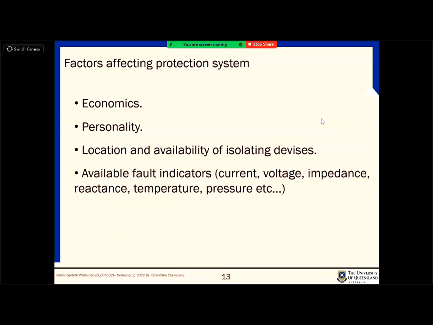And the other things, there are a lot of other factors affecting the protection system, right? Personality, say, as an example, if you go to Powerlink and then if you go to Transgrid, their policies or the way of looking at setting the protection systems is different. Every utility is different. They have their own way of developing because of the working, the experience and then their personality and all those things, right?